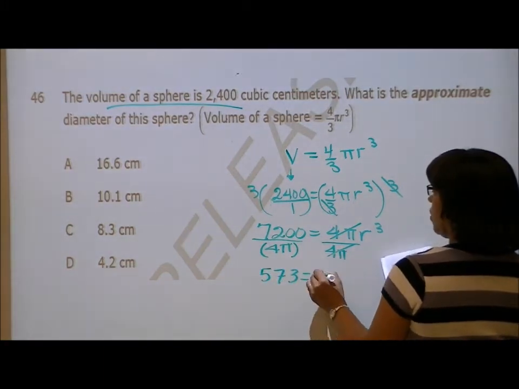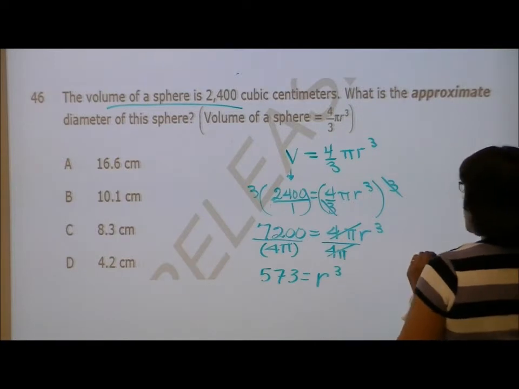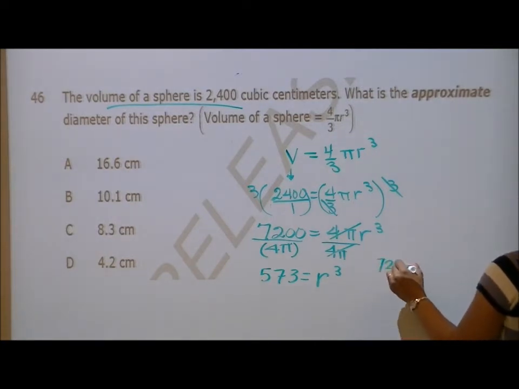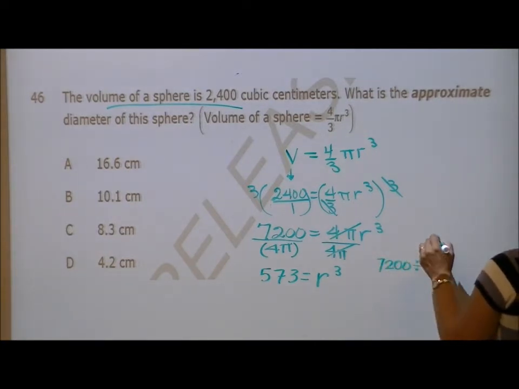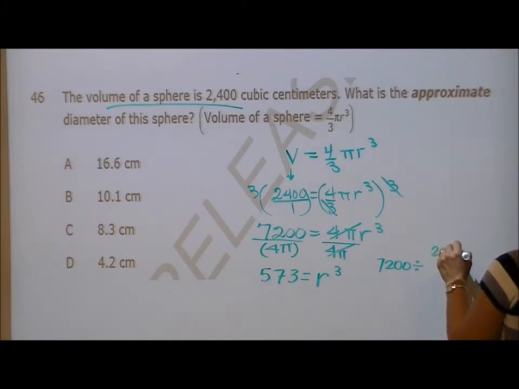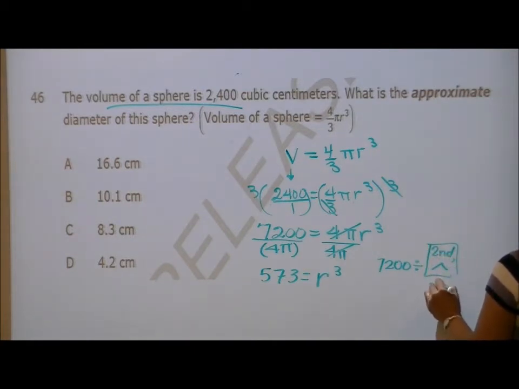is equal to r cubed. So in your calculator, you will put 7,200 divided by, then you're going to hit second, and you're going to hit the up symbol, and that's going to give you your pi, okay? That's how you get your pi. You hit second, and then you hit the up symbol, and you'll get pi.